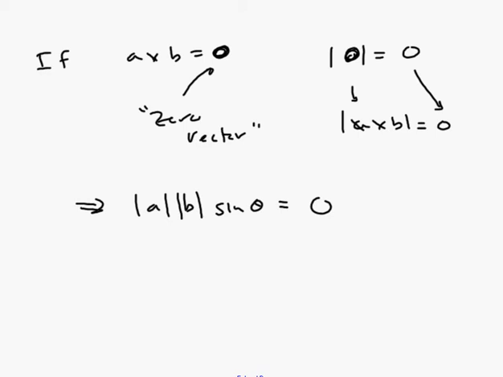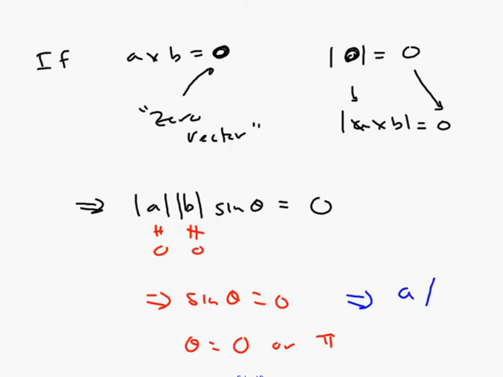But that implies this. Well, what do we know? We know that the norm of A can't be 0. We know that the norm of B can't be 0, because we're not going to do any cross products with zero vectors. These are non-zero vectors. So that implies that the sine of theta is equal to the number 0. So then theta must be 0 or pi radians. So the angle between the vectors is 0, or pi, or 180 degrees. So what does that tell us? It tells us that the vectors we started with, vector A and vector B, are what we say parallel.